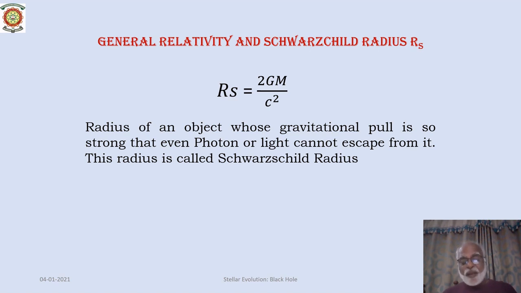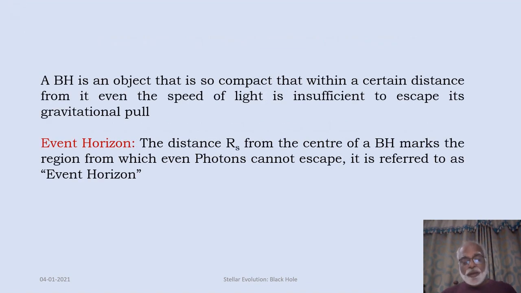Thus, one may define a black hole as an object that is so compact that within a distance equal to the Schwarzschild radius, R_s, the speed of light also is not enough to escape its gravitational pull. Very simply put, a black hole is simply an object that is so compact that within a certain distance from it, which is in fact the Schwarzschild radius, the speed of light is insufficient to escape its gravitational pull. Beyond the Schwarzschild radius, the black hole will behave like any object with its normal gravitational field. It's only within the Schwarzschild radius that all the exotic properties of a black hole really apply.